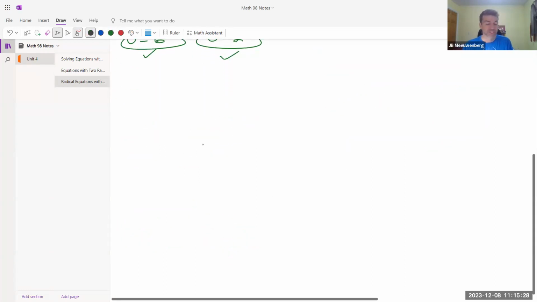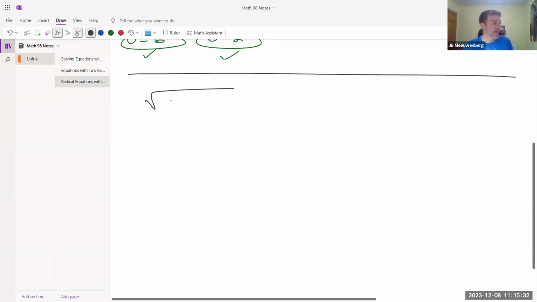Next one. Let's solve the square root of negative x plus 23 is equal to x minus 3. All right. So we scan it. We observe it first. We notice that we've got this radical over here, and we want to get rid of it. It's already isolated, so we can square both sides.